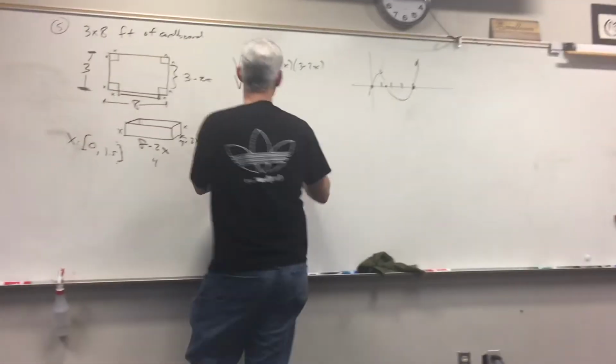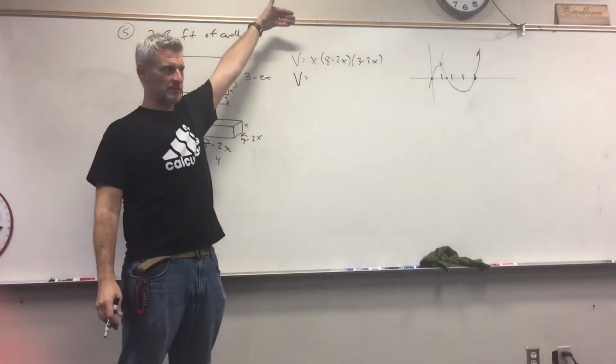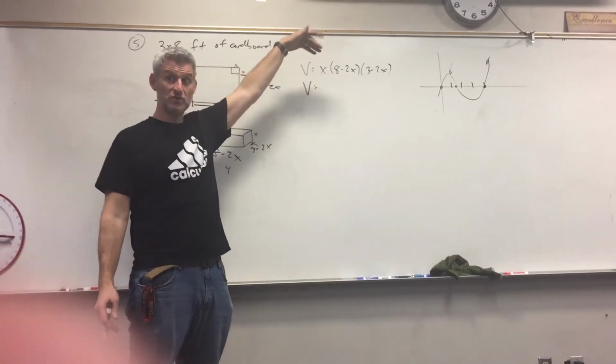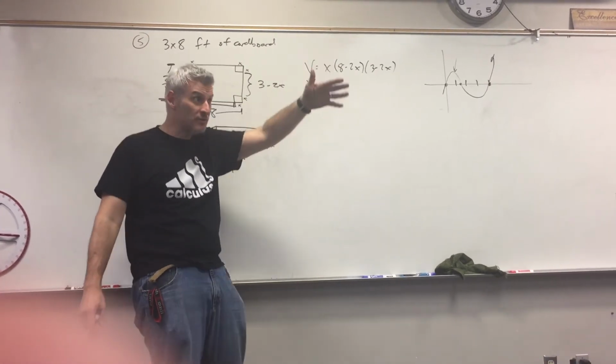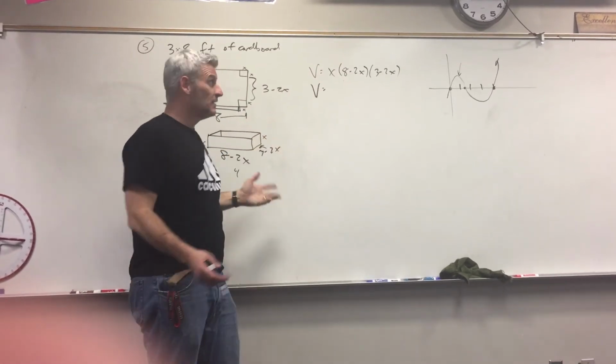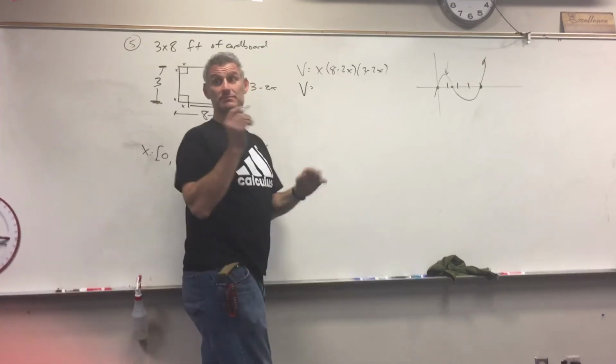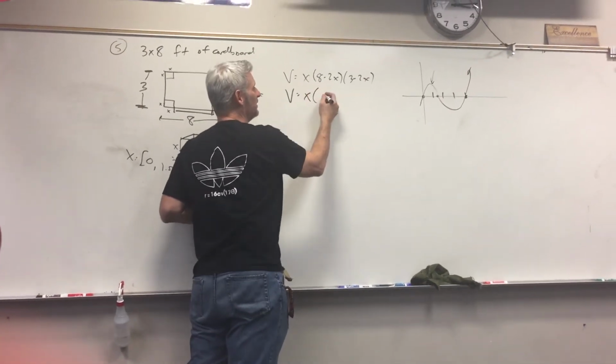All right, so what's your favorite way to take a derivative of a cubic that's factored? Triple product rule, or distribute? Yeah, distribute. It's better that way.